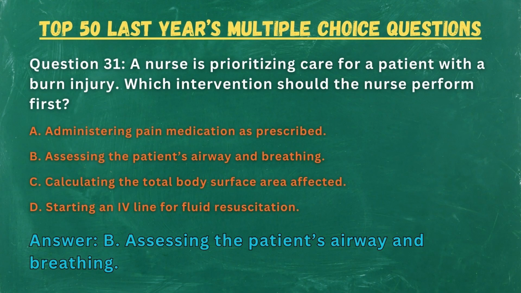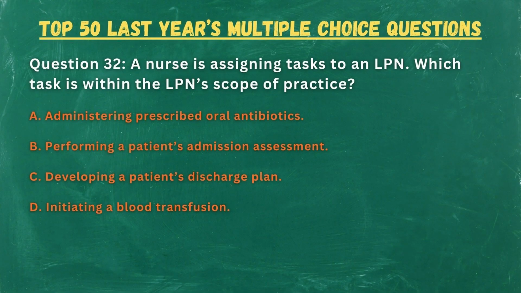Answer: B. Assessing the patient's airway and breathing. Question 32. A nurse is assigning tasks to an LPN. Which task is within the LPN's scope of practice? A. Administering prescribed oral antibiotics.